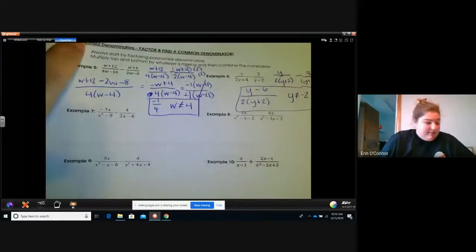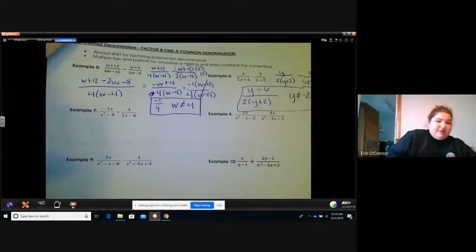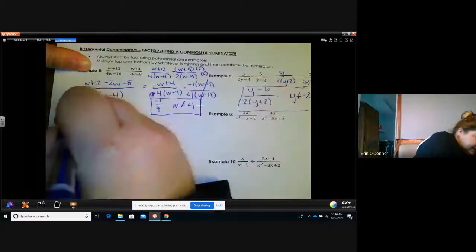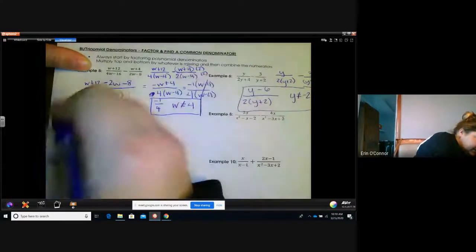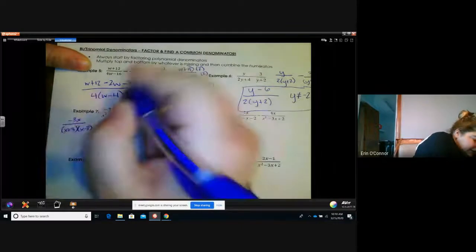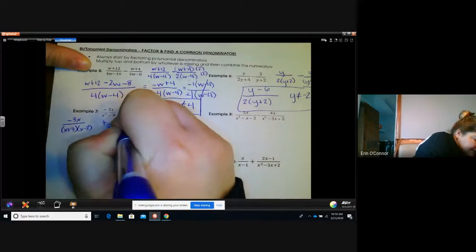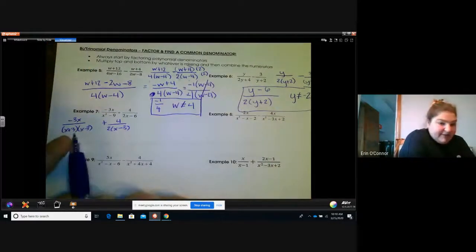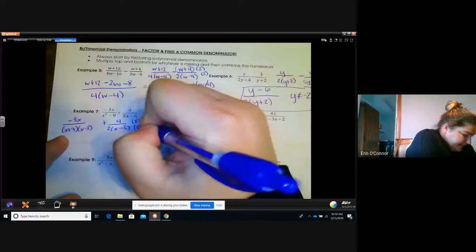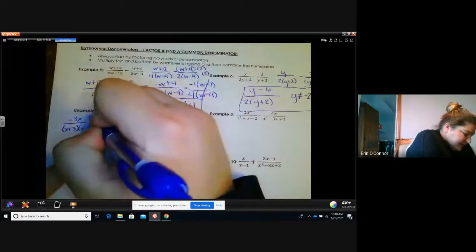So next up, we have negative 3x over x squared minus 9 plus 4 over 2x minus 6. So first I'm going to factor. I'll get negative 3x over x plus 3, x minus 3, plus 4 over 2, x minus 3. So on the left side, we have an x plus 3 we need to multiply by. And on the right side, I have a 2 I still need to get. So I'm going to multiply this side by 2.